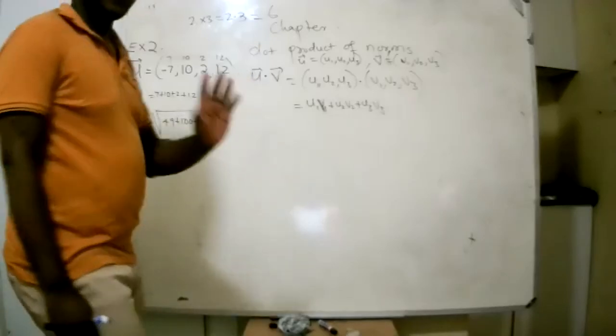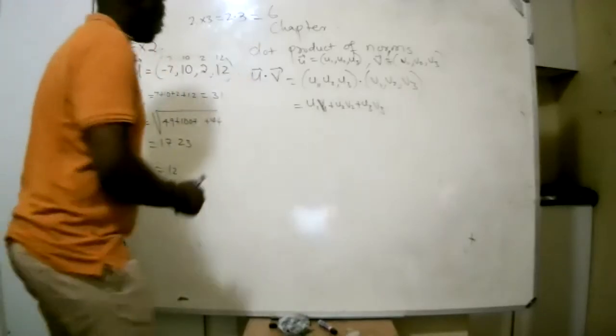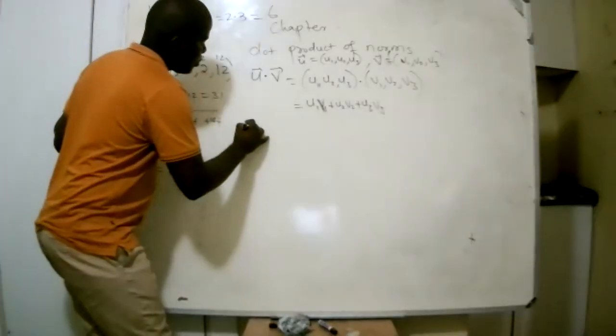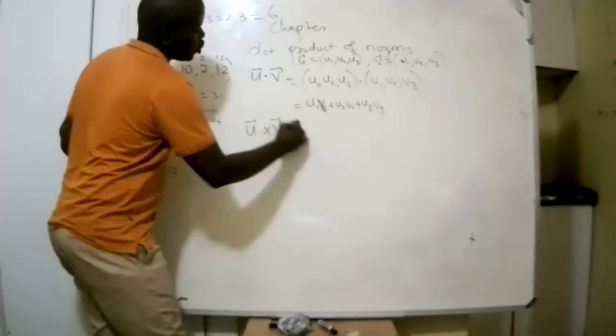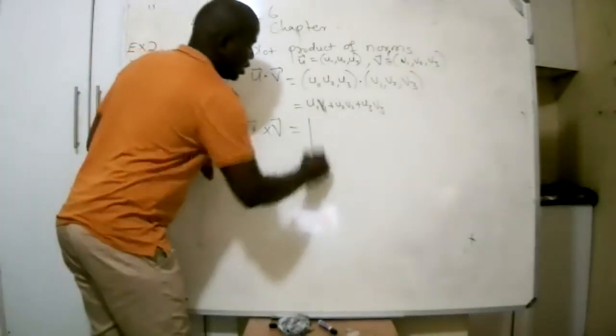Okay, let me first talk about the cross product. In a cross product, instead of a dot we have a cross. For the cross product, we do it in this way.